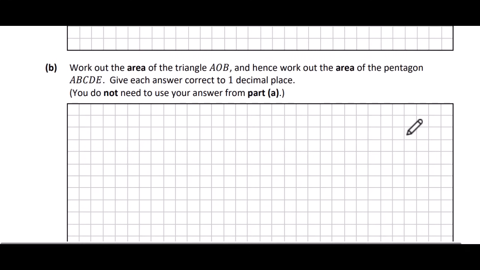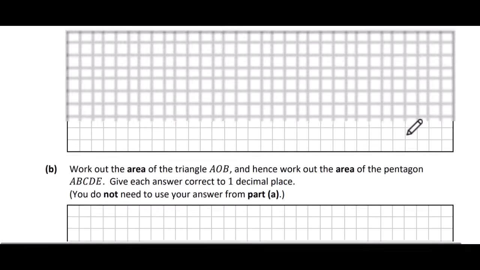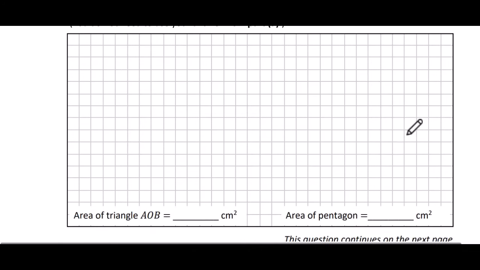And hence work out the area of the pentagon, ABCDE. Give your answer correct to 1 decimal place. So we have a small triangle first, so that's going to look something like this. This is 6 centimeters, this is 6 centimeters, and this is 72 degrees. So we're going to say that the area of this triangle is half AB sine C.